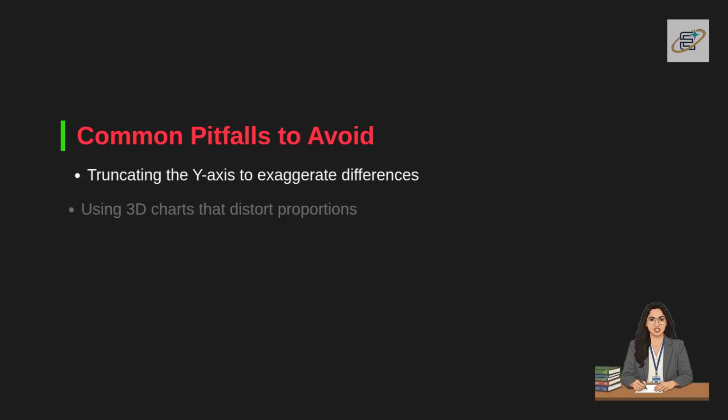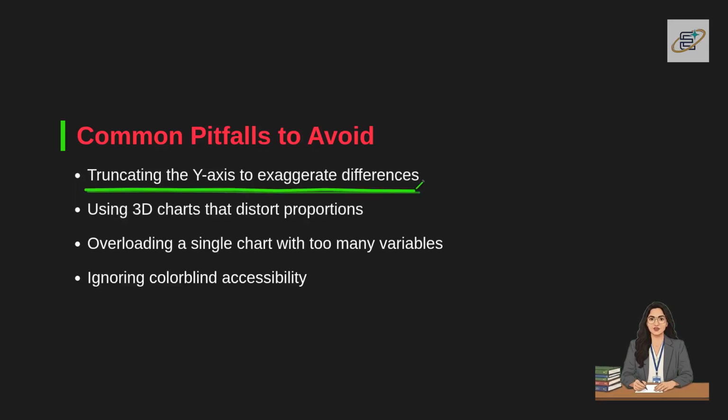Even experienced analysts sometimes fall into traps when visualizing data. You need to be aware of these common pitfalls so you can avoid them. The most notorious mistake is truncating the y-axis. If your bar chart starts at 50 instead of 0, a tiny difference between two bars will look massive, which is highly misleading. Always start bar charts at 0.